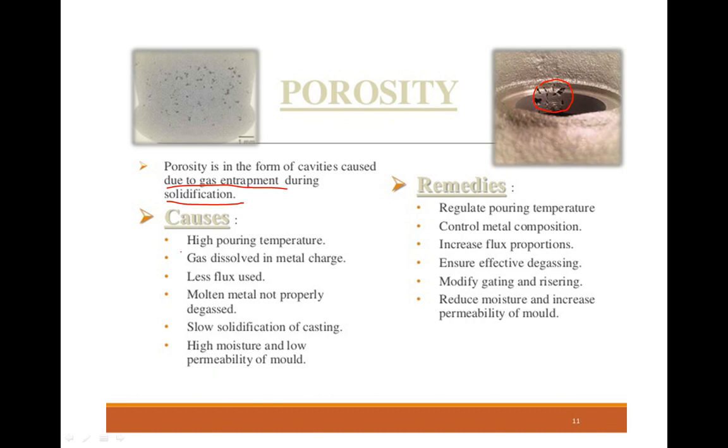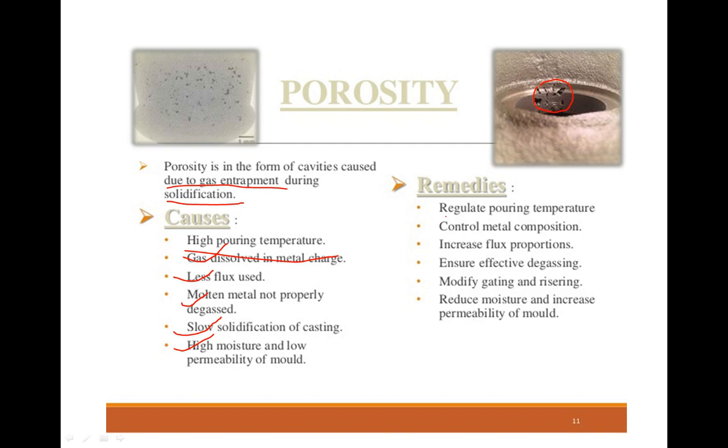So what are the causes? High pouring temperature, gas dissolved in the molten metal, less flux used, venting not carried out properly, molten metal not degassed properly, slow solidification, high moisture content, and low permeability of the molding sand. These are also the same as those of the blowholes.